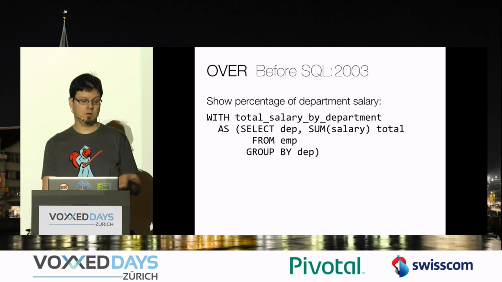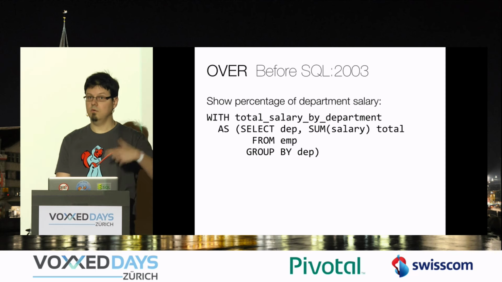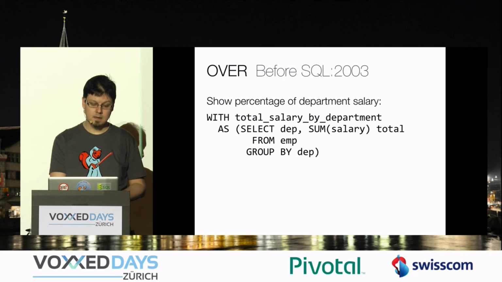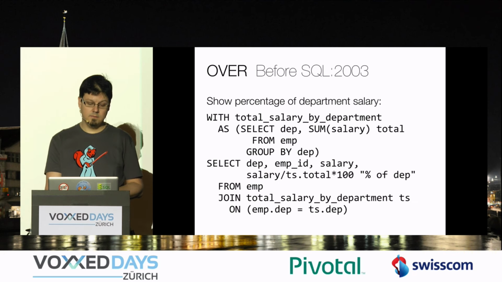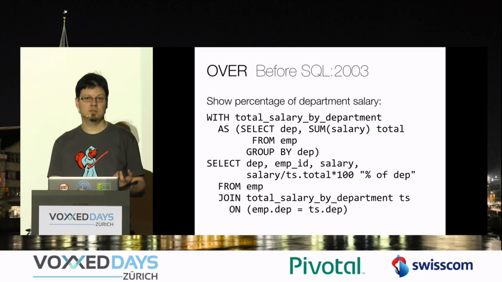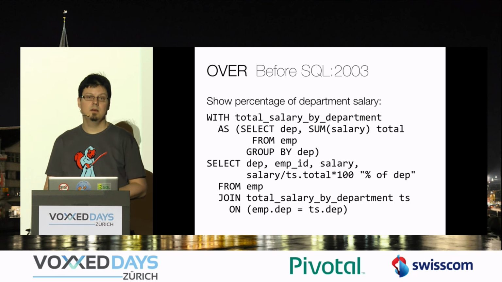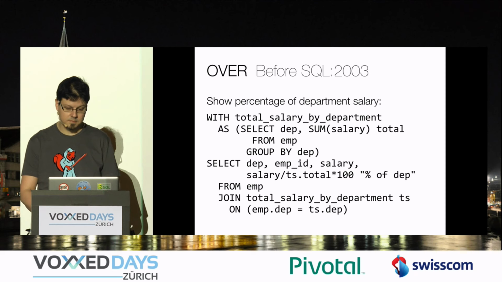It really just goes to the employees table, groups by department, and returns two columns: the department number and the total salary of all the employees of this department. And then there's the main query, which joins the employee table to this statement-scoped view, and basically calculates the percentage of how much each employee earns out of the complete department. So this is what's happening up in the select list there.